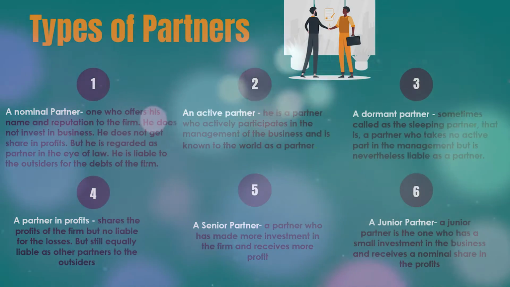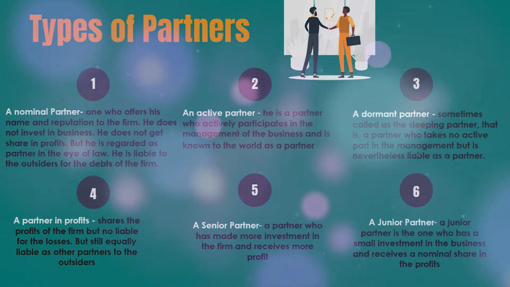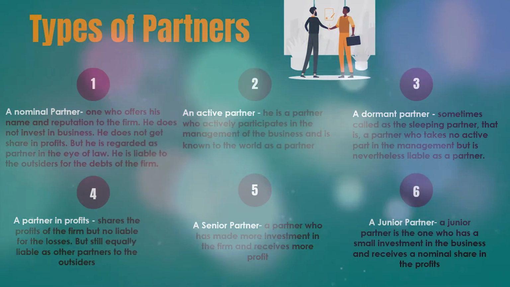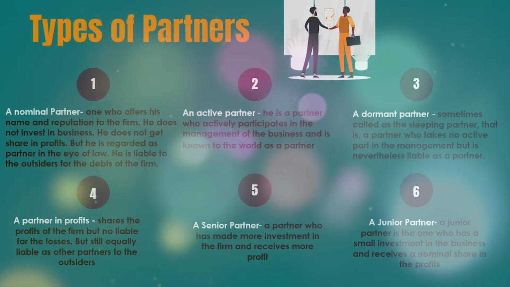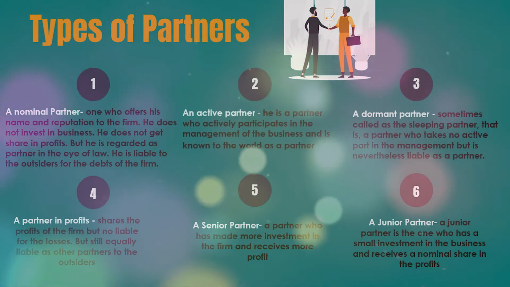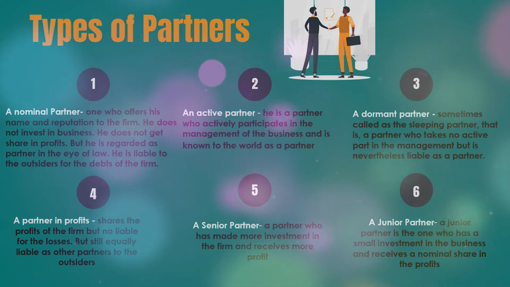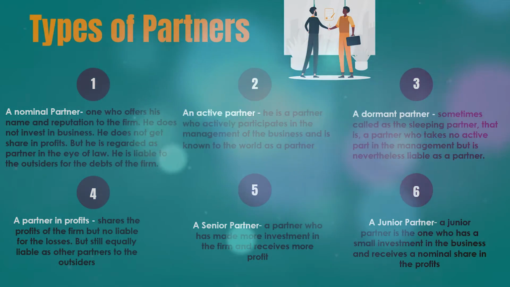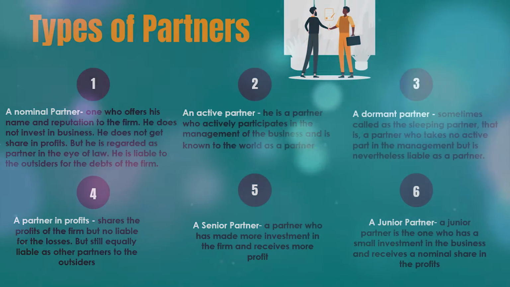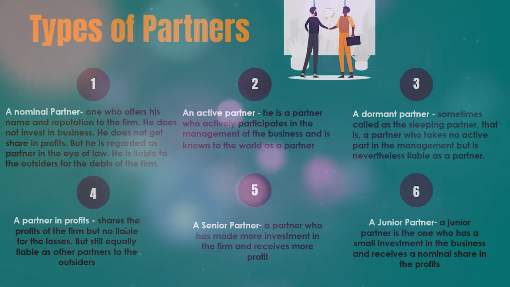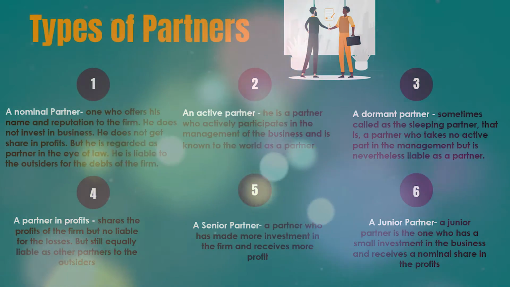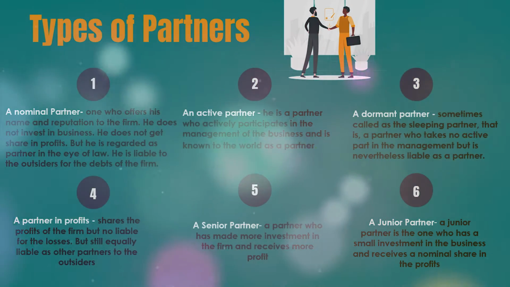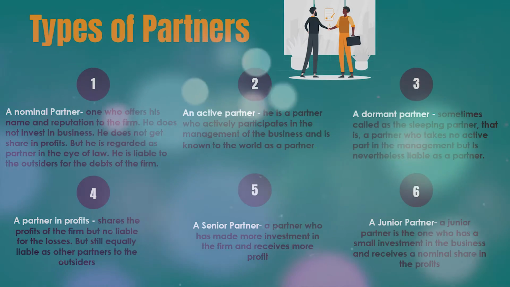An active partner is a partner who energetically participates in the management of the business and is recognized to the world as a partner. A dormant partner, sometimes called a sleeping partner, is a partner who takes no effective part in the management but is nevertheless liable as a partner. A partner in profits is a partner who shares the profits of the firm but is not liable for the losses, but is still equally liable as other partners to outsiders or third parties.